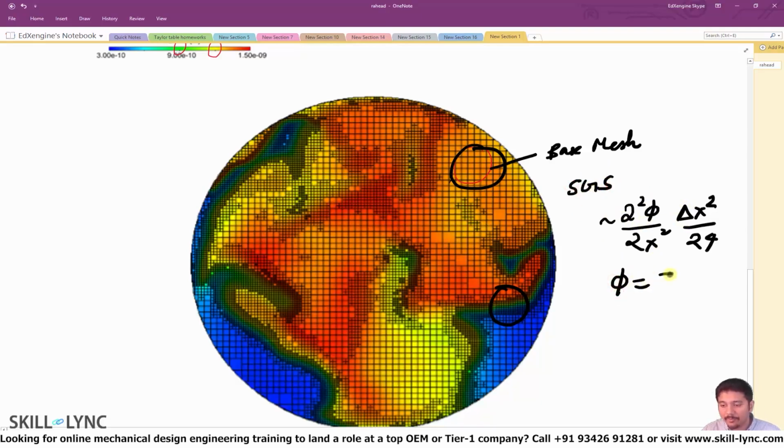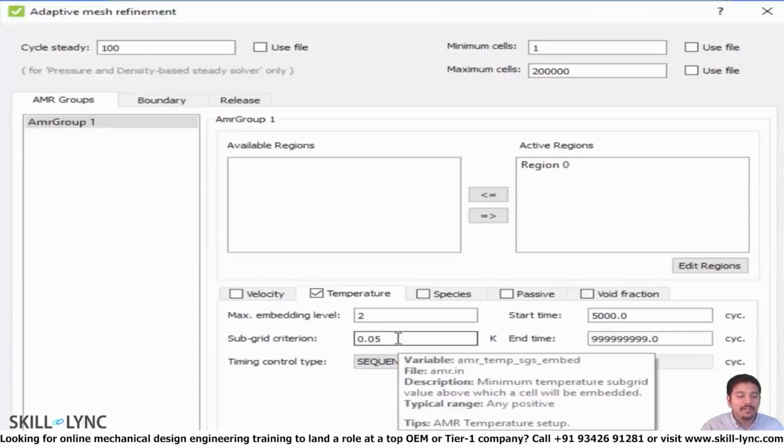Now, if φ is temperature, then this would be called the subgrid scale temperature. If it is velocity, then it's going to be called subgrid scale velocity. Now you might have seen a window that's being shown on screen. This is the AMR configuration window, and if you pay attention, there is a parameter called SGS. This is what we are trying to define right now. Let us say that we are setting up SGS for velocity. If the velocity SGS is greater than 1 meter per second, then refinement is going to take place. If not, it's not going to take place.